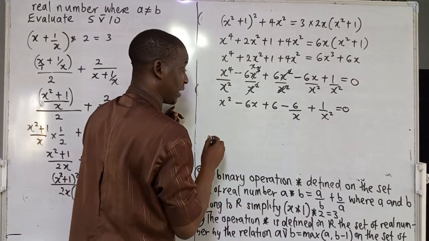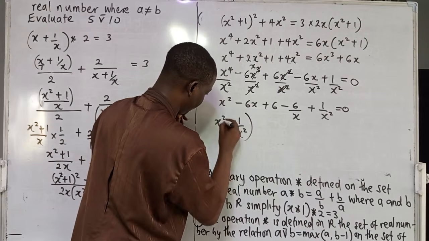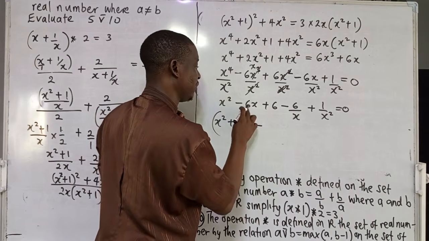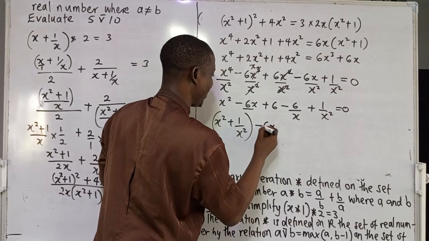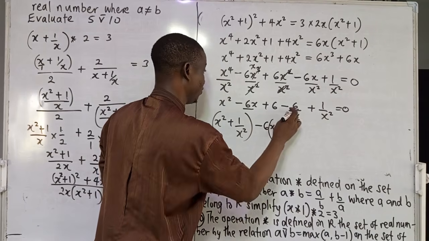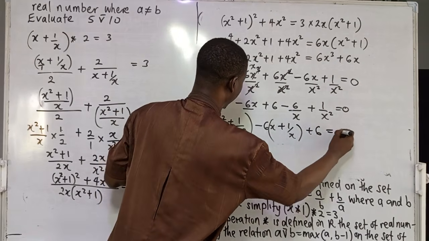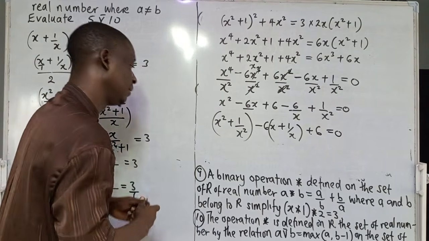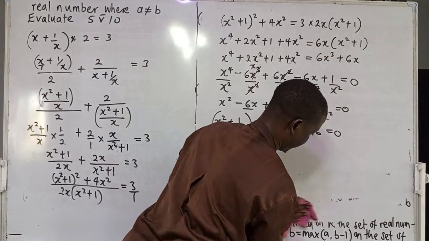Now let's bring this and this together. We would have X squared plus 1 over X squared. Now let's bring this and this together, minus 6X. If you factorize minus 6 out, we would have X plus 1 over X plus 6 equal to 0.